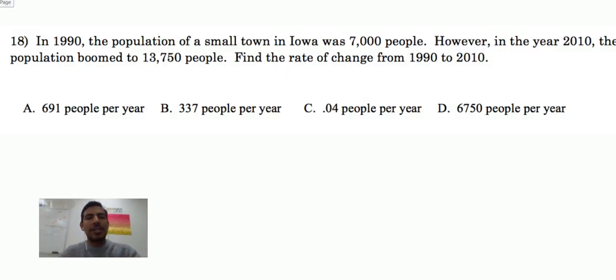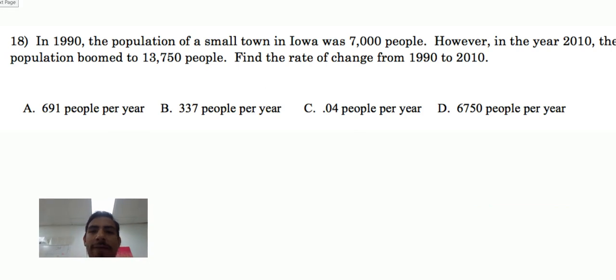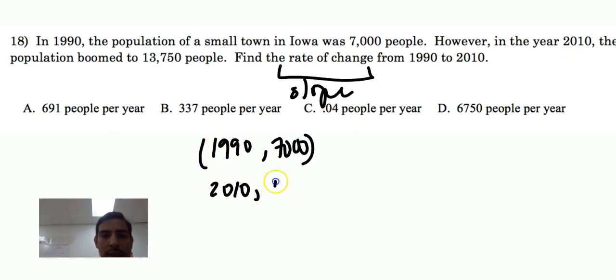Number 18 says in 1990, the population of a small town in Iowa was 7,000 people. In 2010, the population boomed to 13,750 people. Find the rate of change from 1990 to 2010. So rate of change is a fancy way to say slope. And you have two coordinate points. The first point is 1990, comma 7,000. The second coordinate point is 2010 and 13,750.